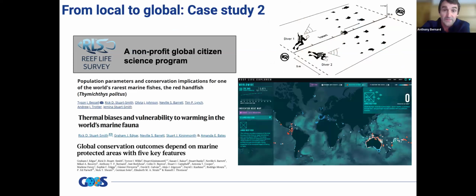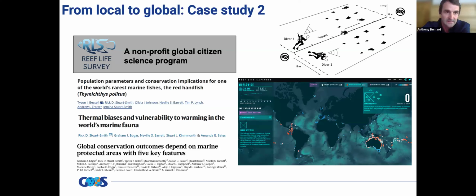Yeah, so in the scuba-based visual sensor space, the Reef Life Survey program provides an excellent example of coordinated citizen science at a large scale. So RLS uses proven, mature methodologies that enable both local scale research, like studying critically endangered handfish near Hobart, to global scale analysis that identified the key features that work towards the success of marine protected areas.